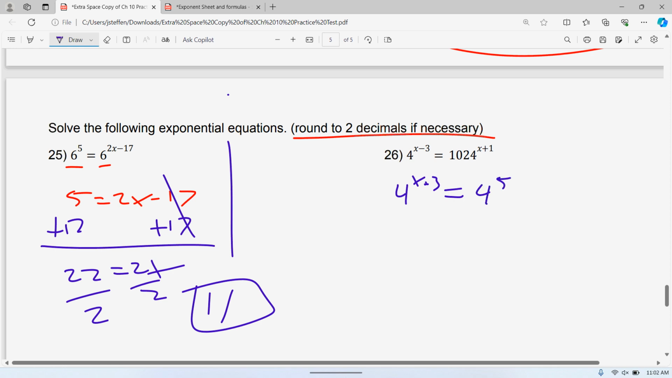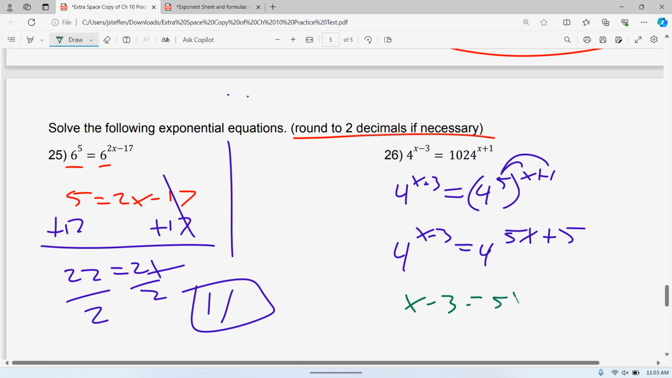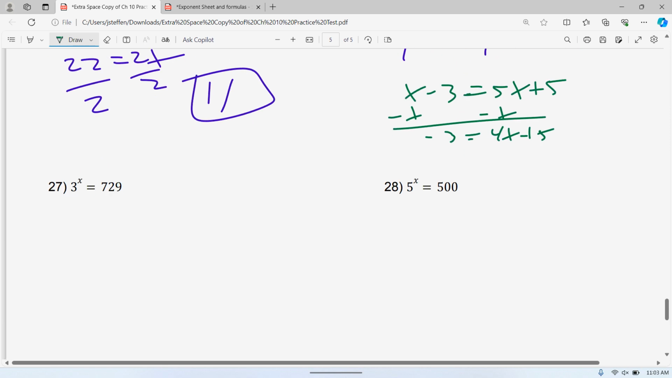So that is 4 raised to the x minus 3 is equal to 4 raised to the, make sure you distribute that. A lot of people have 5x plus 1. Even though I warned them of that, you need to make sure you multiply both of those. Bases are the same. We have x minus 3 is equal to 5x plus 5. Subtract x, we have negative 3 is equal to 4x plus 5. Subtract 5, that's negative 8 is equal to 4x. Divide both sides by 4, you get negative 2 is equal to x.